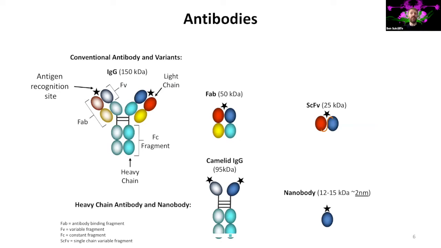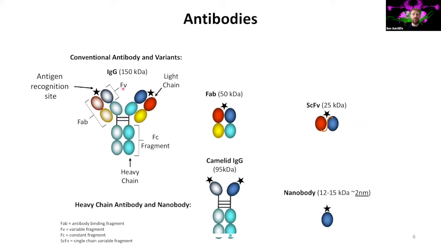So what actually is an antibody? What does it look like? Well, a conventional antibody, such as this IgG here, is large. It's about 150 kilodaltons. And it's made using mammals, so rats, mice, rabbits, goats, donkeys, etc.